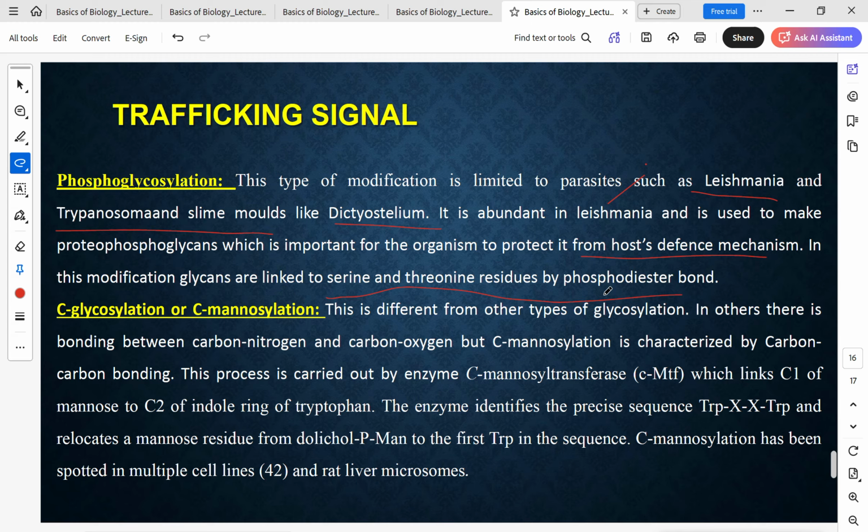C-glycosylation or C-mannosylation is another type, wherein the glycosylation happens to a carbon via carbon-carbon bonding, not to a nitrogen or oxygen. This does not happen everywhere. This has been spotted in cell lines and in liver microsomes.